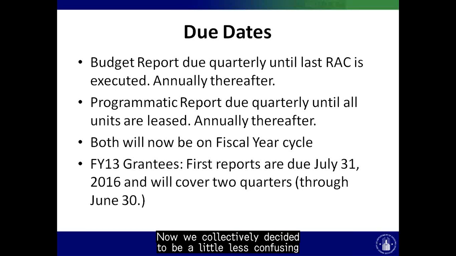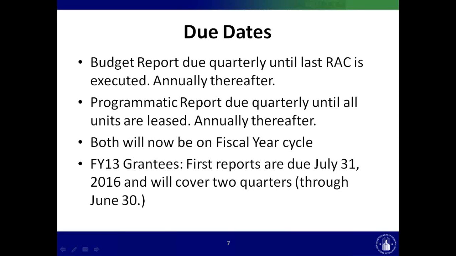Now, we collectively decided, to be a little less confusing, to put both the programmatic report and the budget report on the same cycle. So now both will be on the fiscal year cycle. Before, the programmatic report was on a calendar year cycle and the budget report was on the federal fiscal year cycle. So we decided it would be a lot simpler to put them both on the federal fiscal year cycle.